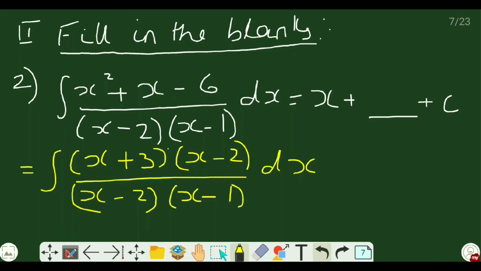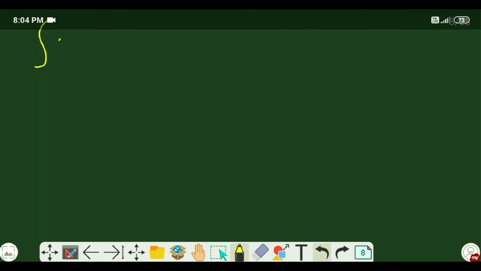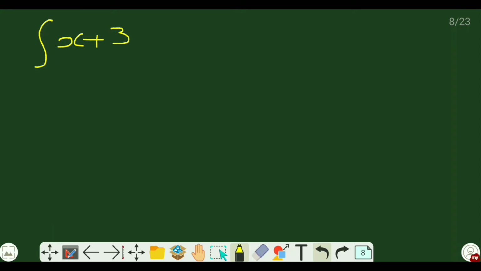Now as you can see, we can just cancel out the x minus 2 terms which are there. Okay, we cancel out these two terms. Thus, we get over here the integral of x plus 3 upon x minus 1 dx.